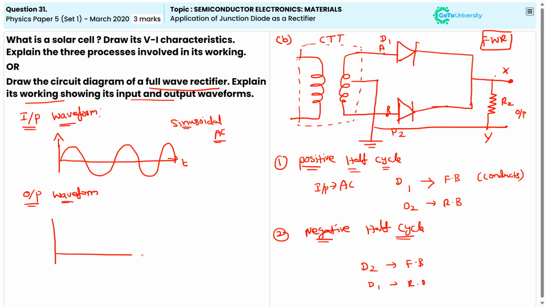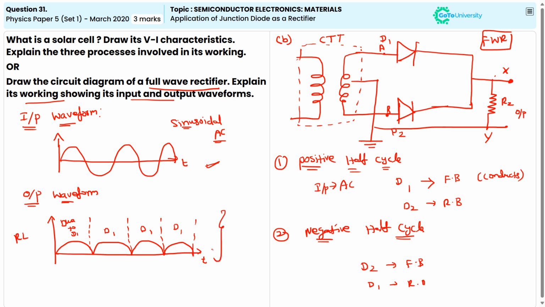In this we have the output waveform. Let us take this as T. So the output waveform across RL will be like this. Again, this is due to D1, again this is also due to D1, and so on. From this we can say that the input AC waveform consists of alternating positive and negative cycles. This converts both halves of the AC signal into a pulsating DC output. So the direction of the current will be the same.